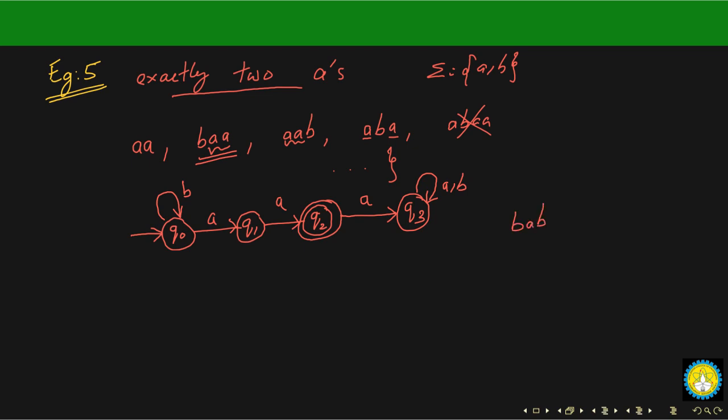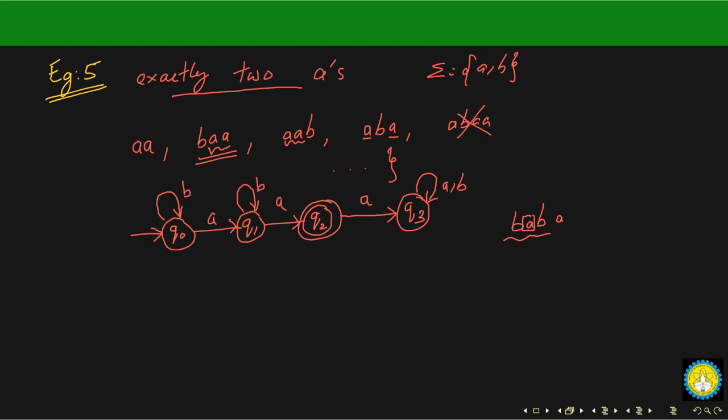Okay. So if I'm getting BAB, we can see that our string already contains one A. So if you're getting one more A, then it can be accepted, because the restriction is that it should exactly contain two A's. So from Q1, if you're seeing a B, you can stay here itself, and once you are getting an A, you will be in the final state because you have seen two A's.